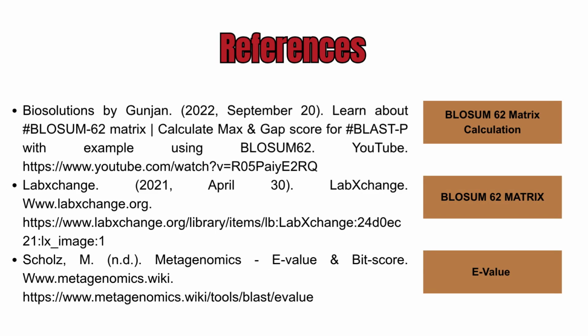Now, these are my references. The first one, I used in order to know how to use the BLOSUM62 matrix to get the alignment score. Then the second one, I used to know what the BLOSUM62 matrix is. And the third one, I used to know a little bit more about the e-values and how this one is computed.